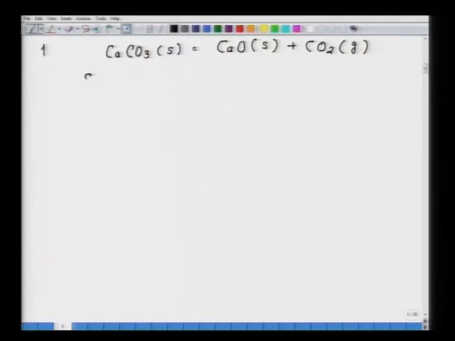Now, we have 840 kg CaCO3. We are taking 1000 kg limestone as the basis. Now, the basis has already been given in the problem, 1000 kg limestone.